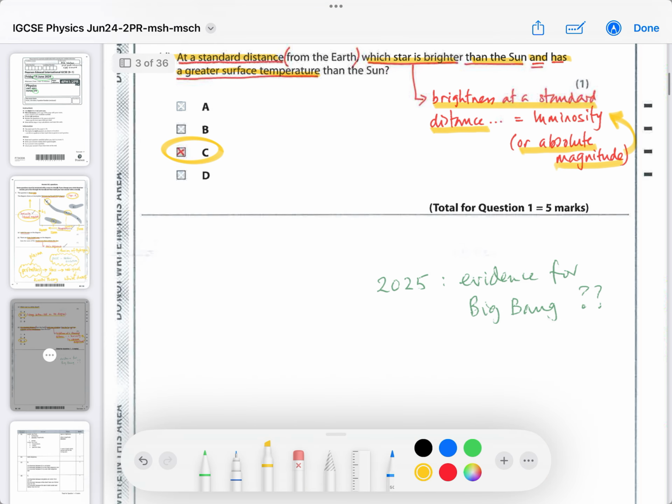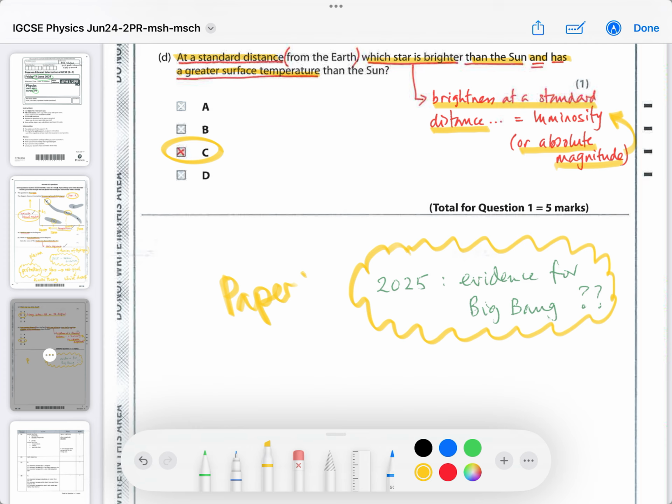What else could they ask you in astrophysics? So in 2025, they could ask you about evidence for the Big Bang, because this is something that only gets asked about in paper 2 content. Yeah? Whereas the brightness of stars can come up in paper 1 or paper 2. Okay?